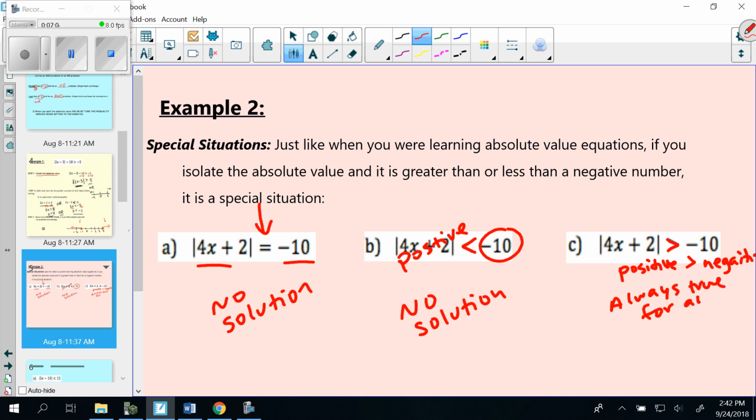And so the answer for this one is that this is always true for any x. And so what we say here is the answer is all real numbers. Any number for x is going to work in here. So x can be any number or all real numbers.